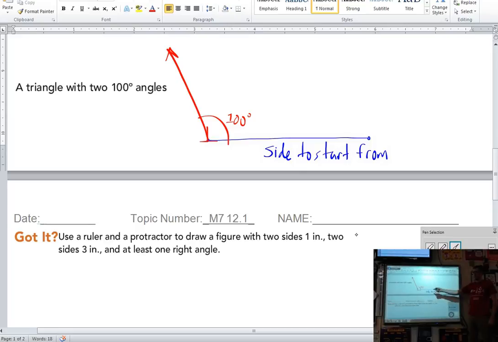I flip to the other end and I line up my T on my protractor, now my 0 would be over here. So I use the other set of numbers and come up to 100. And if I did this right, I should end up with this.